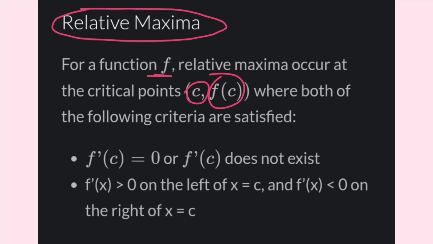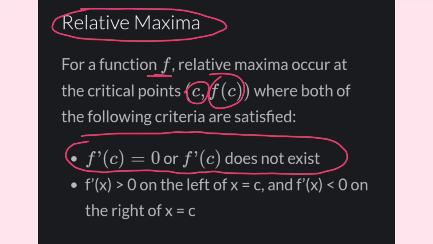First one is f dash at the point c is equal to 0 or f dash at the point c does not exist. Second one, the first derivative is greater than 0 on the left of x equal to c and the first derivative is less than 0 on the right of x equal to c. This is the first critical point.